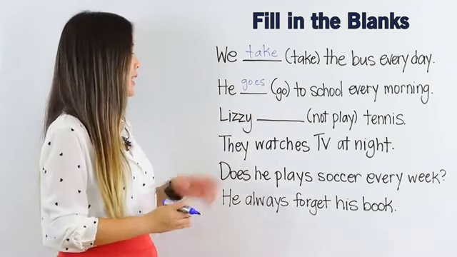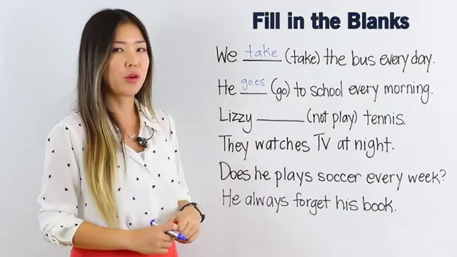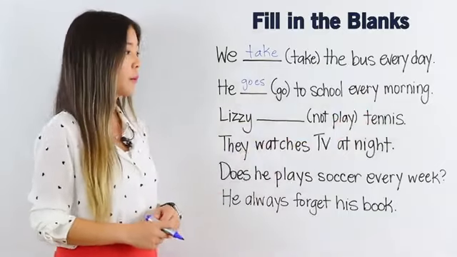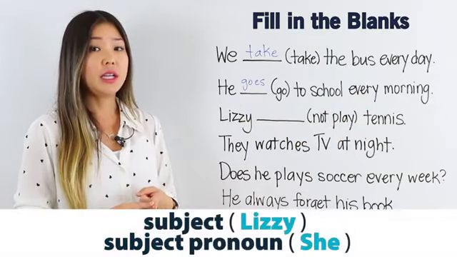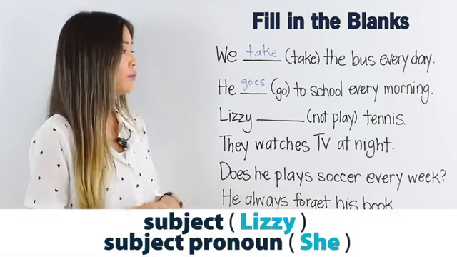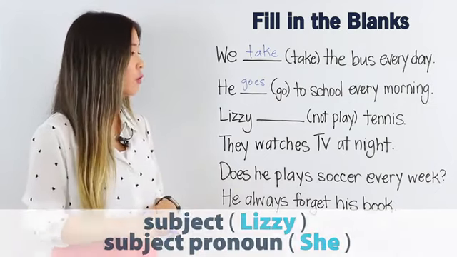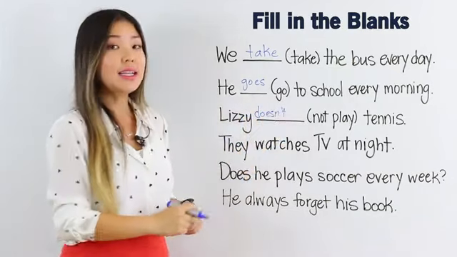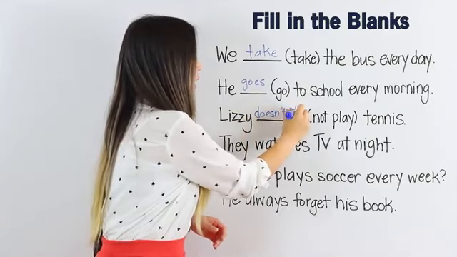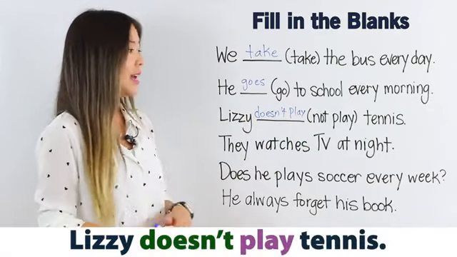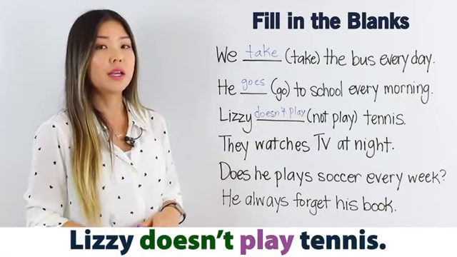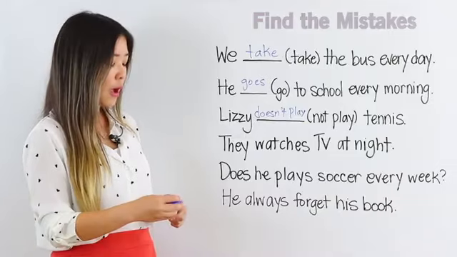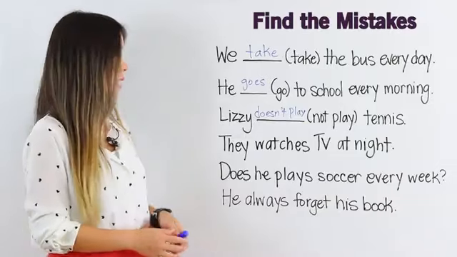In the next sentence, it says Lizzie not play, in parentheses, tennis. Here, I want you to think about the negative form. Lizzie is a she. The subject pronoun is she. So what do we do for the negative? We say does not, or the contraction doesn't play tennis. We do not add an S or ES to the end of the verb. Instead, we say doesn't or does not. Now, I want you to find the mistake in the next sentence.